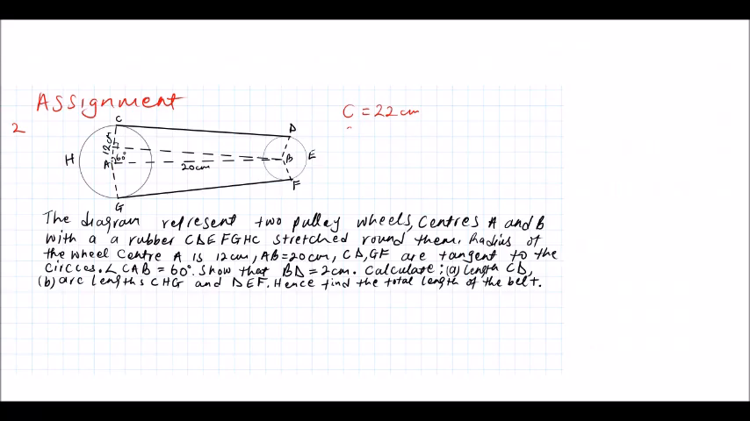So you are supposed to calculate the distance between the tangent and the chord. What did you get? 4 centimeter. So the radius of the circle was 5 centimeter. The chord is 6 centimeter drawn parallel to the tangent to the circle.